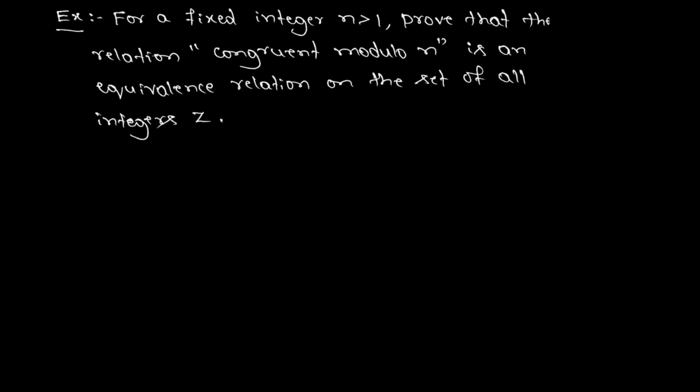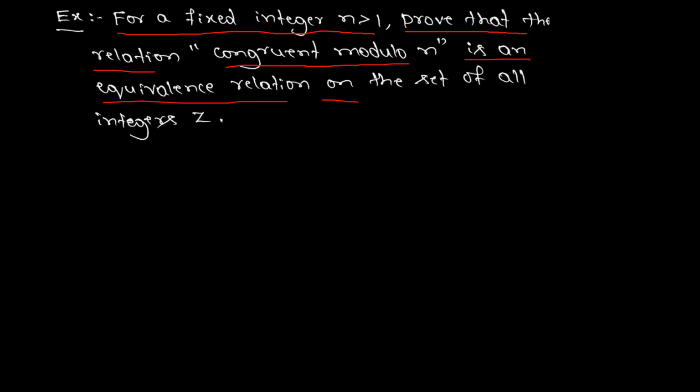Let's take one example. For a fixed integer n greater than 1, we need to prove the relation given by congruent modulo n is an equivalence relation on the set of all integers.